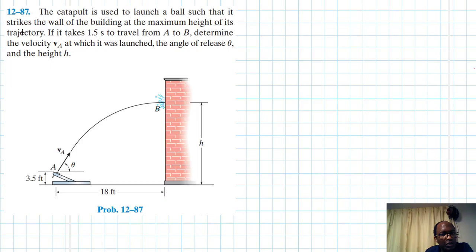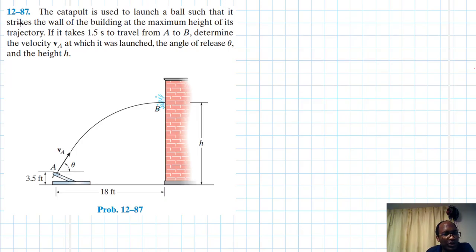The problem reads that the catapult is used to launch a ball such that it strikes the wall of the building at the maximum height of its trajectory. If it takes 1.5 seconds to travel from A to B, determine the velocity VA at which it was launched, the angle of release theta, and the height h. This problem is coming from Engineering Mechanics and Dynamics, 14th edition, by R.C. Hibbeler.